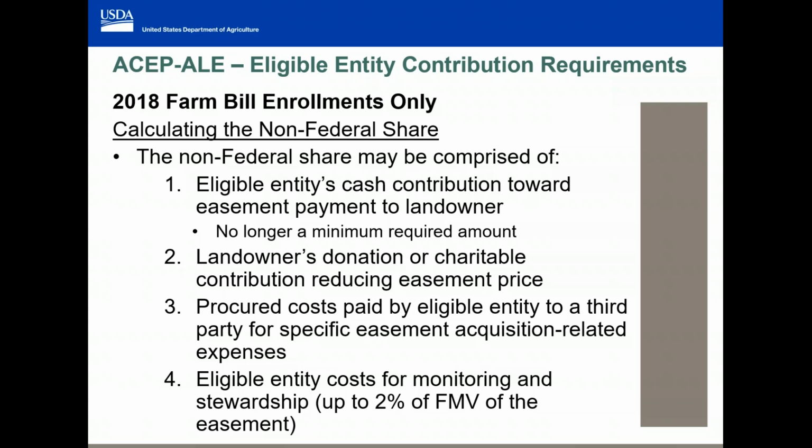If 1, 2, and 3 still do not get you to the minimum non-federal share, you can use item number 4 there, which are costs incurred by the eligible entity for monitoring and stewardship up to 2% of the fair market value of the easement.